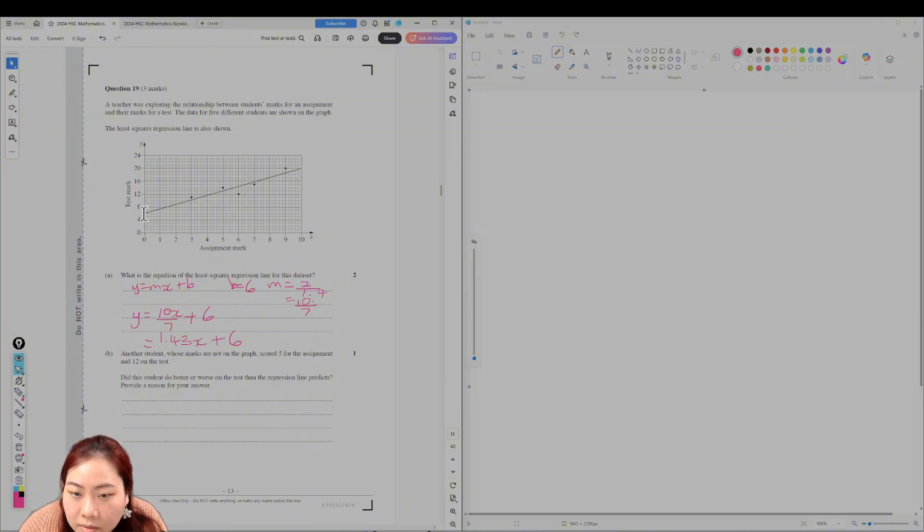Okay. So from 6 to 20 is 14. Okay, let's do what they want us to do. From 6 to 20, sorry. From 6 to 20 is 14. And then the run is 10. There we go. Now we get the nice 1.4.